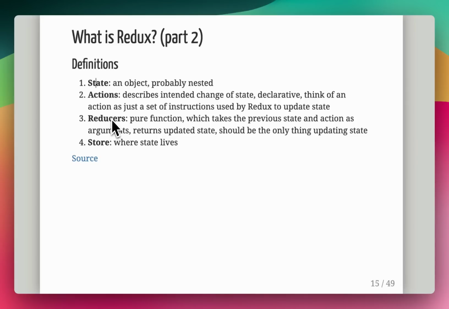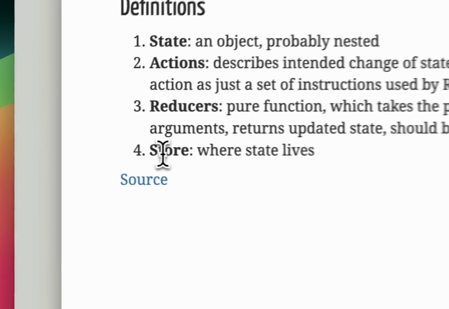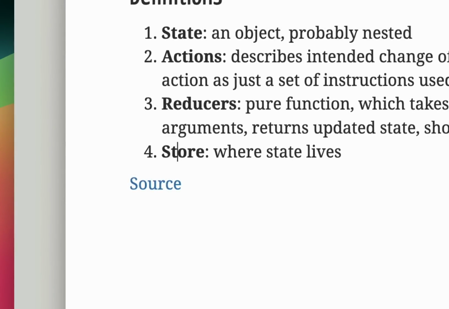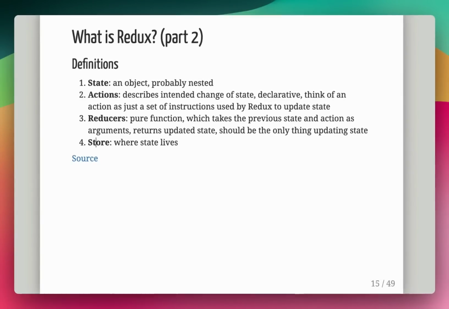Third is reducers. Reducers, as I told you earlier, are nothing but pure functions which are able to update the Redux state. And finally, the store. The Redux store is the place where the state of your application lives, right? There is only one store in an application, which is the single source of truth.